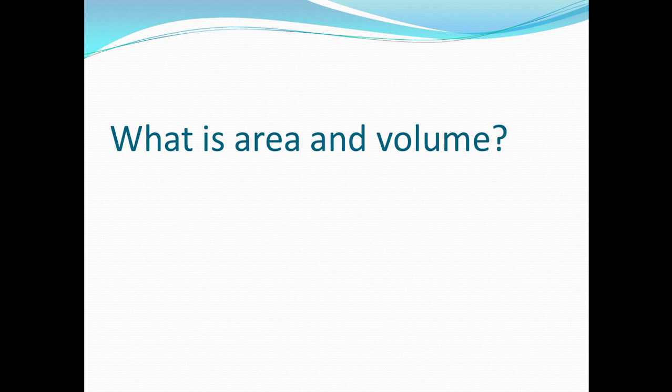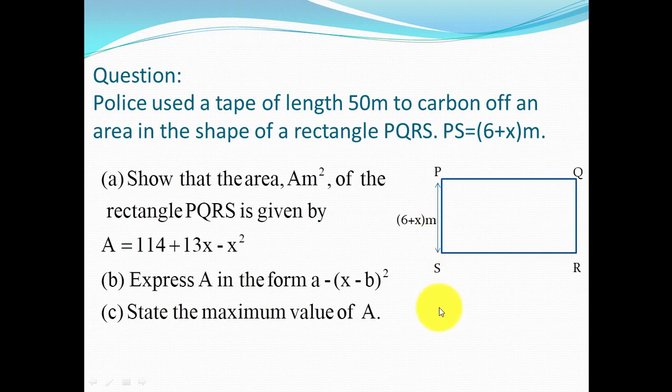If we have a 2D surface, then the space enclosed in the 2D surface is called area, and the space enclosed in a 3D surface is called its volume. And the first abstract problem is here. The statement of this question is that police use a tape of length 50 meter to cordon off an area in the shape of a rectangle.